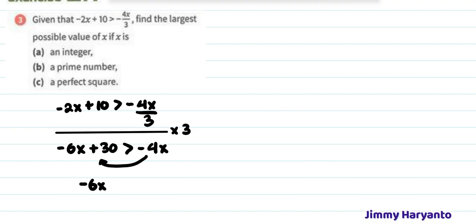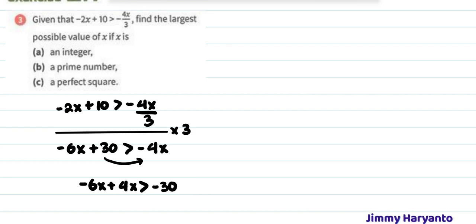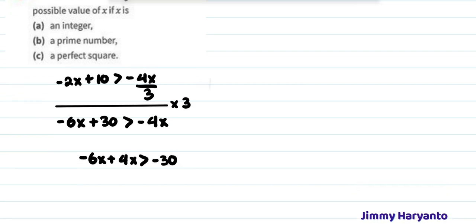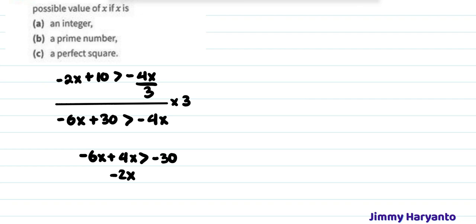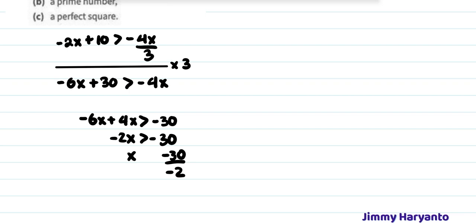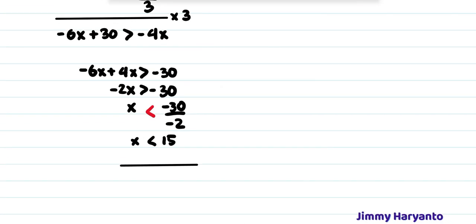I will have negative 6x plus 4x greater than. I will move the 30 to the right hand side. That means negative 30. And then this one is negative 2x greater than negative 30. And then x is negative 30 divided by negative 2. Because we do the division of negative numbers, you have to switch the sign. That means x is less than 15. And the number line will be like this, 15 to the left.